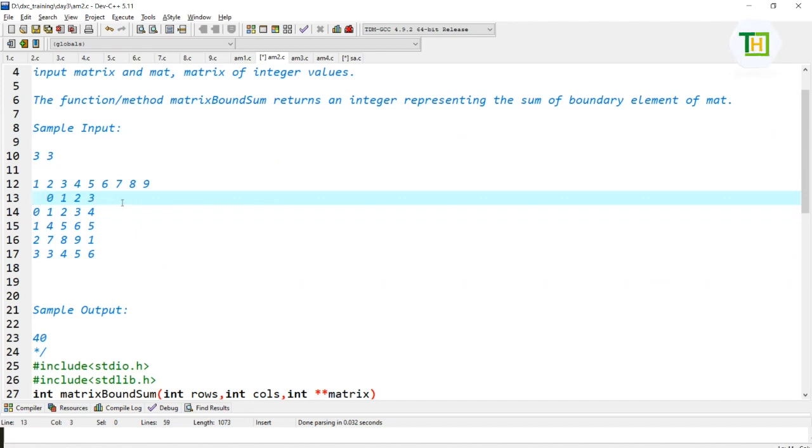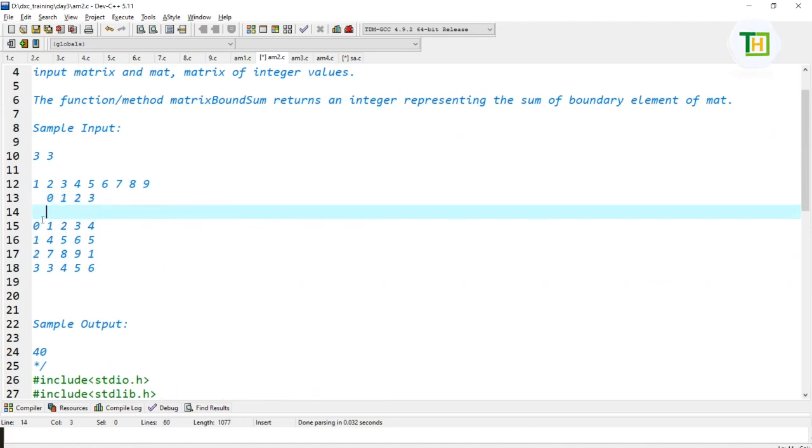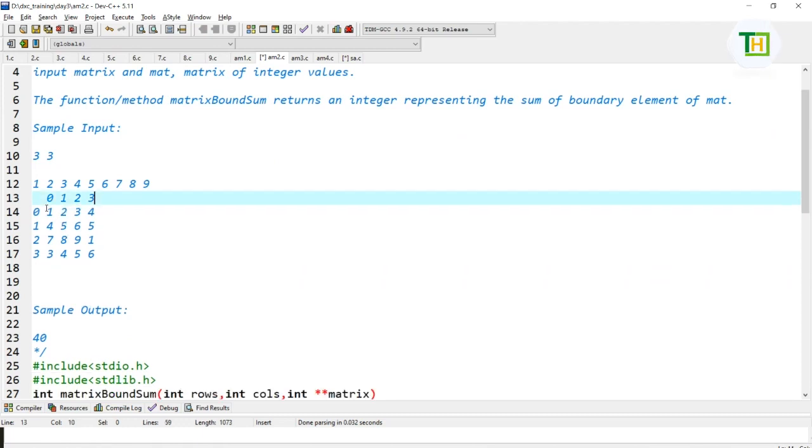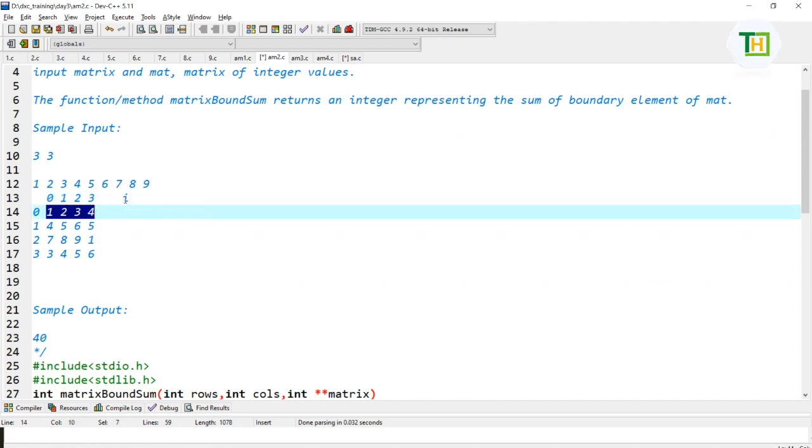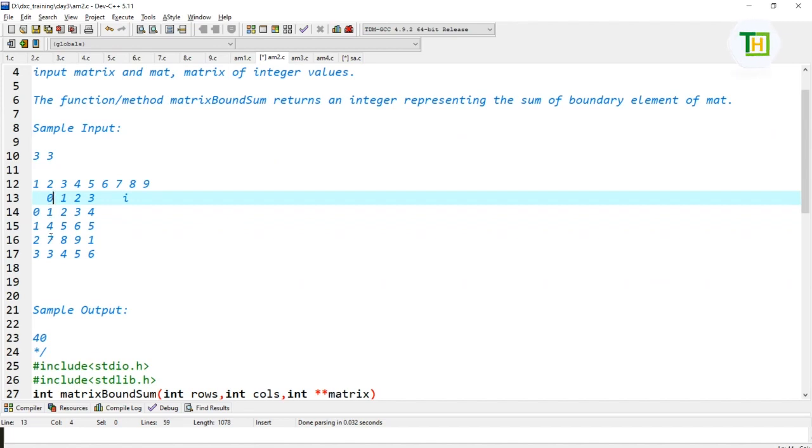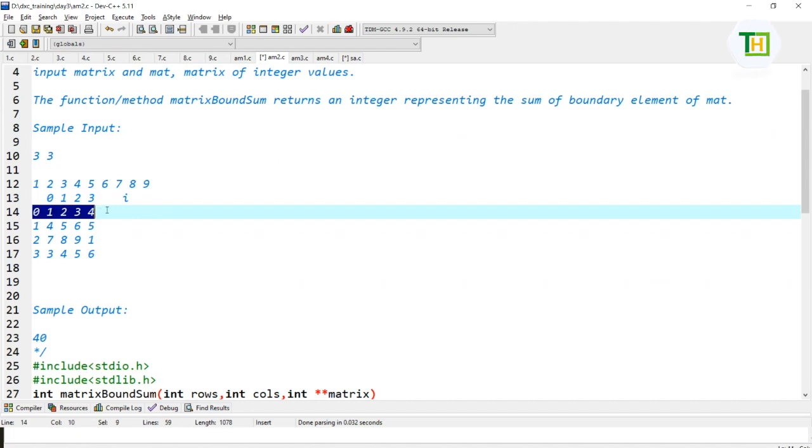Okay. This is the I value, and this is the J value. Just observe here, if it is the first row, I is 0, so we have to add all the values. And if J is 0, I have to add all these values.